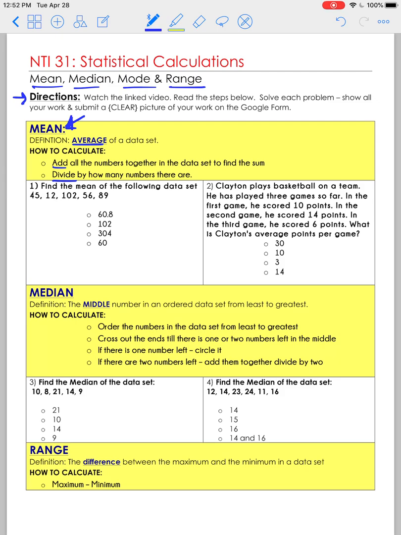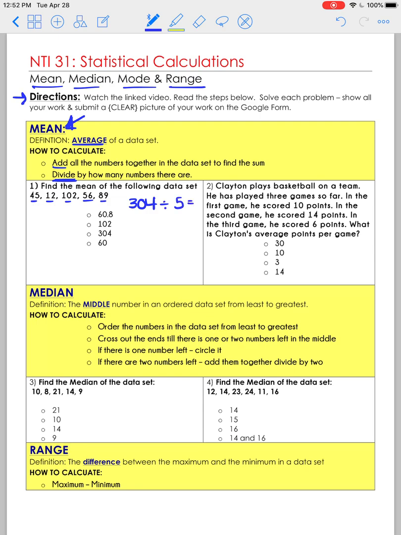So if we take a look at number 1 here, the first thing that we're going to do is add them up. And go ahead, if you have your calculator, if you have your Chromebook calculator, do this with me. We have 45 plus 12 plus 102 plus 56 plus 89. When we add them all up, we get that our sum is 304. But that's not our last step. We're also going to divide by how many there are. So if I count, I have 1, 2, 3, 4, 5 numbers. So I'm going to divide my 304 by 5.